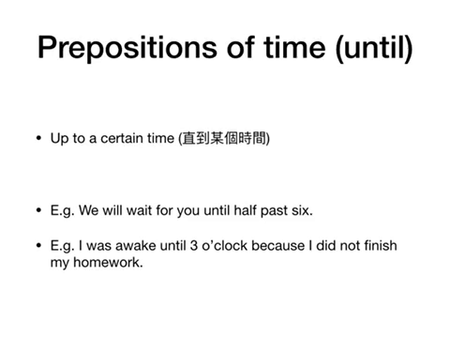Today we're going to look at prepositions of time until. Until stands for up to a certain time. For example, we will wait for you until 6:30. If it's 6:31, we will not wait for you. So we will wait for you until 6:30 means the last moment we'll wait for you is until 6:30. After 6:30, we will not wait for you.